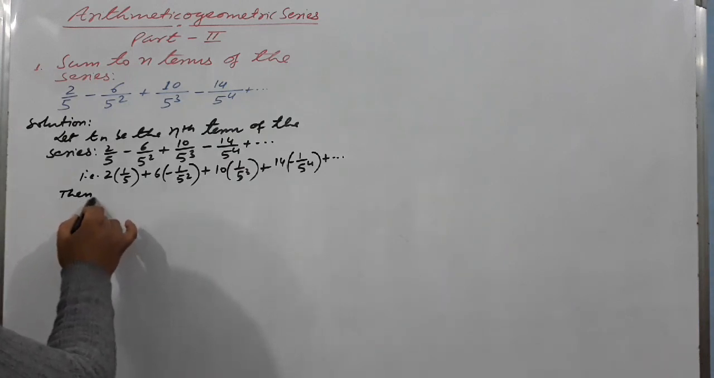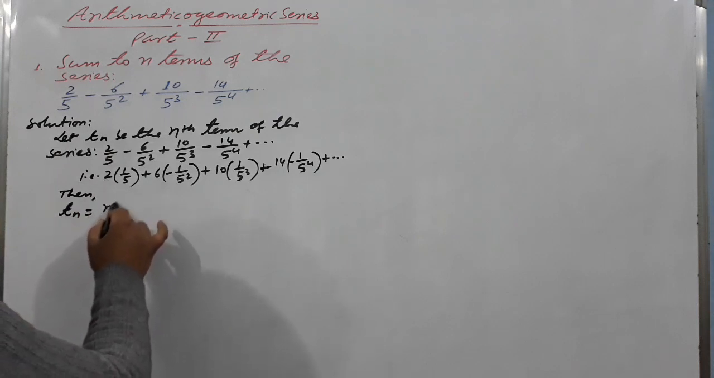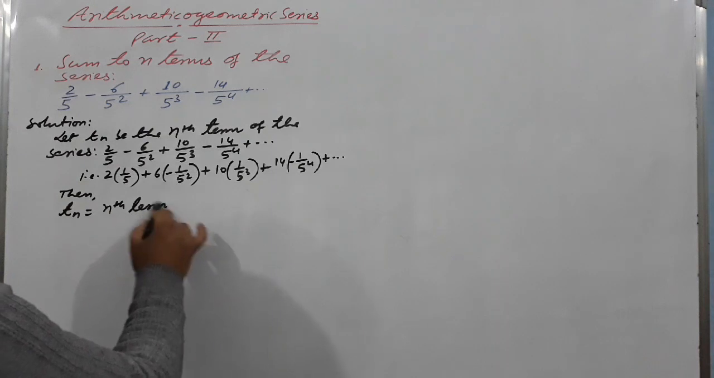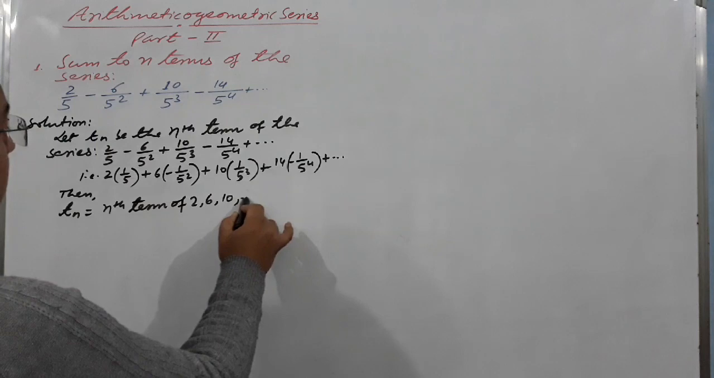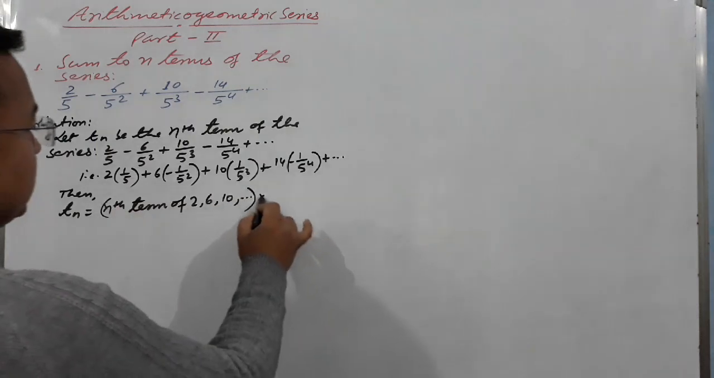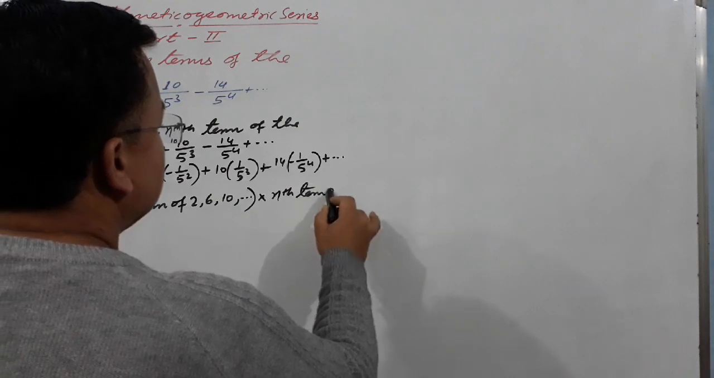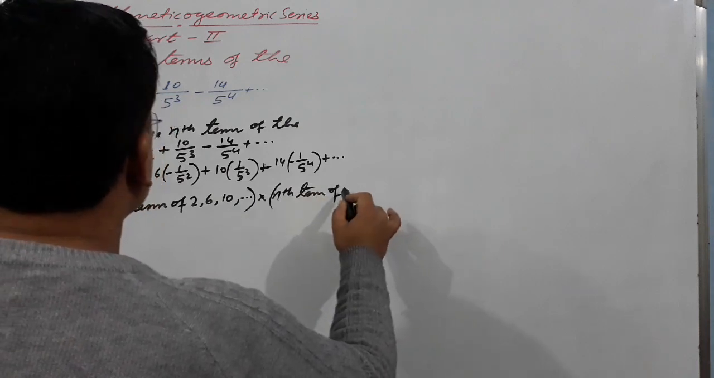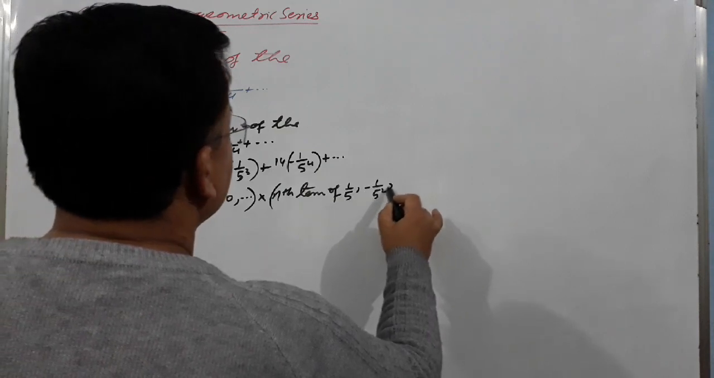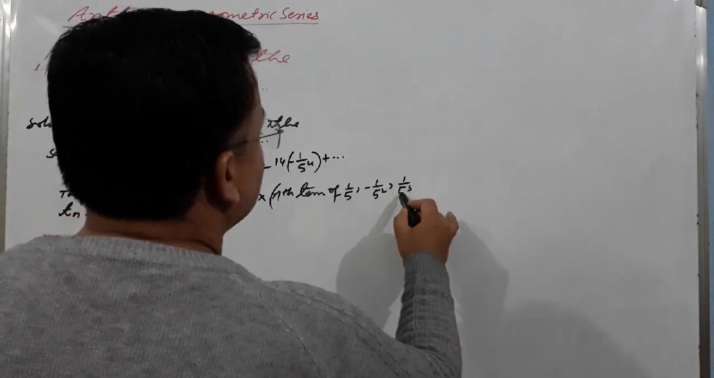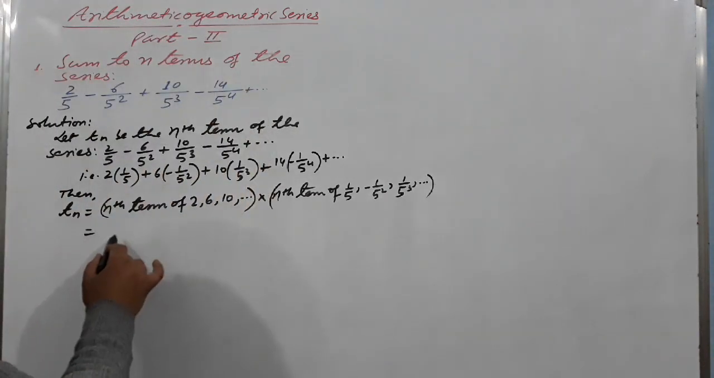Then Tn is equal to the nth term of 2, 6, 10, dot dot, times the nth term of 1/5, minus 1/5 square, 1/5 cube, dot dot. Okay, so they are in AP.